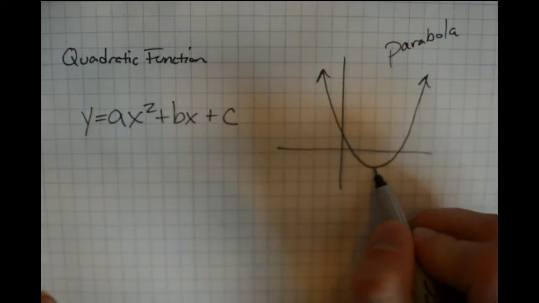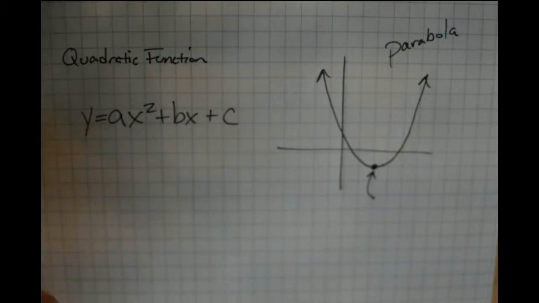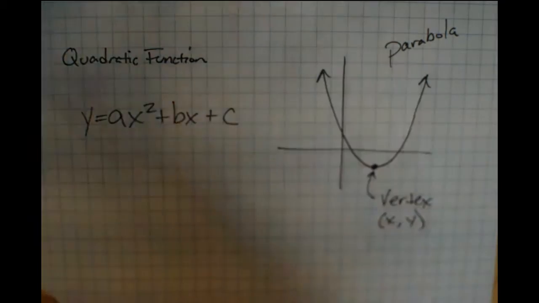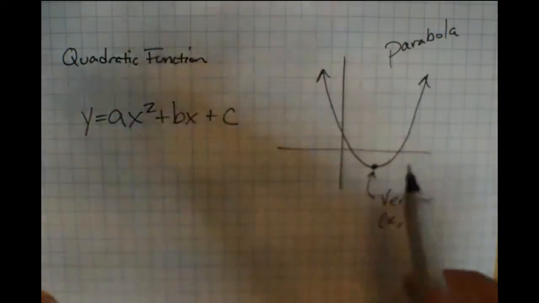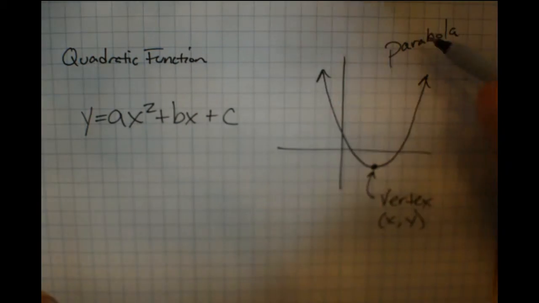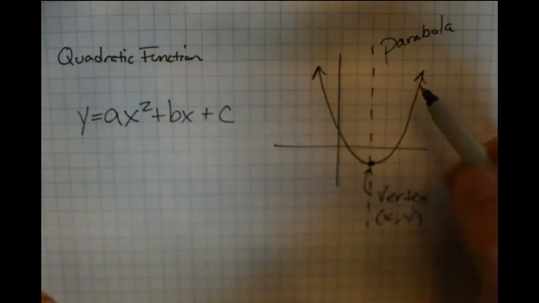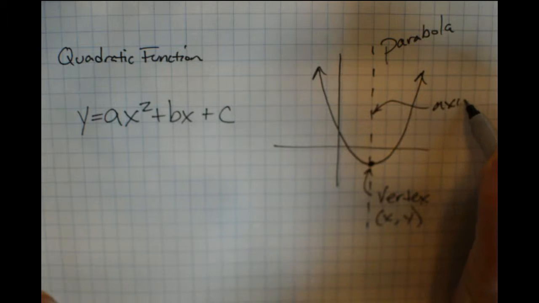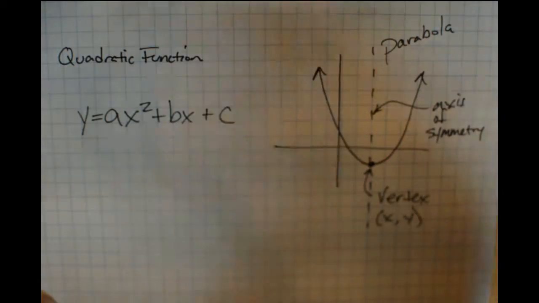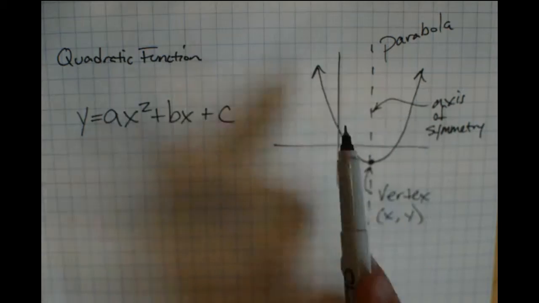The first one is either the low point or the high point. That point on the parabola is called the vertex, and that's an ordered pair (x, y). Notice how this parabola is symmetric. It's basically just a U shape, and this axis here sort of acts like a mirror. We call this the axis of symmetry. It's basically an imaginary line that cuts this parabola in half, and it's perfectly symmetric around that line.